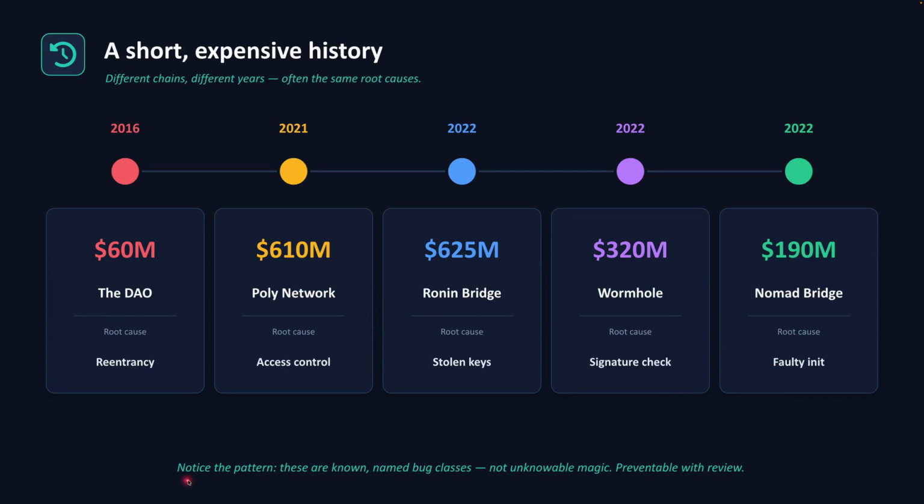Notice the pattern. These are known, named bug classes. They are not unknowable magic. These could have been prevented with a review. In this course, we are here to list down those patterns and the mitigations for those patterns.